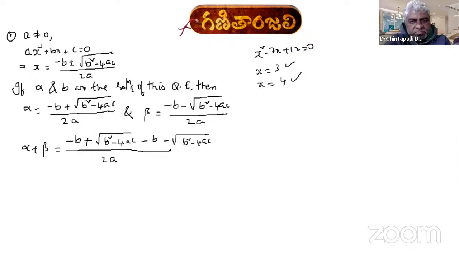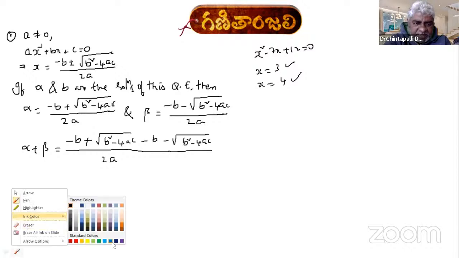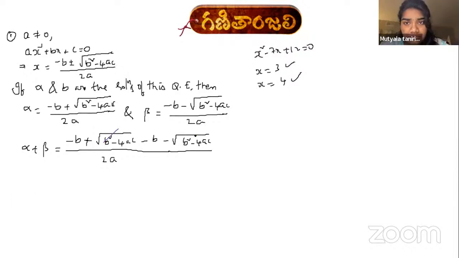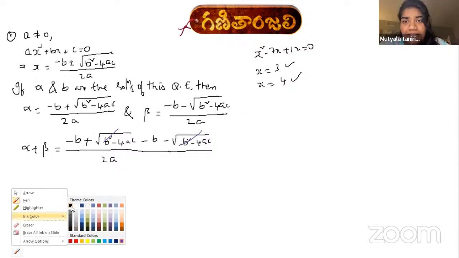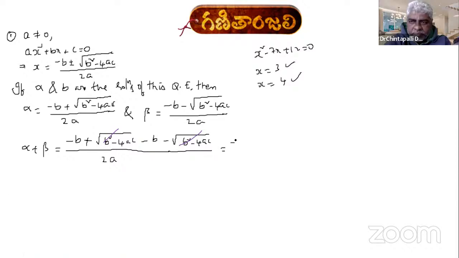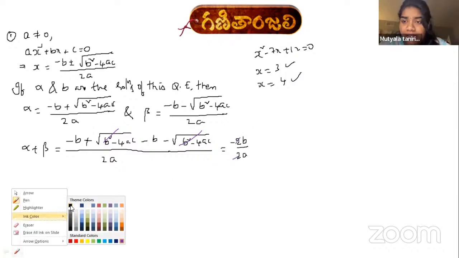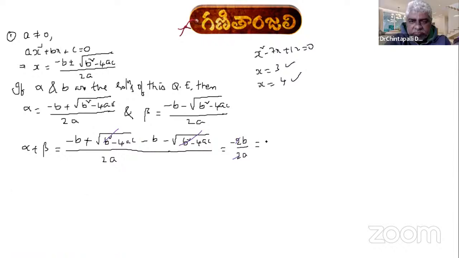What happens now? Plus root of b square minus 4ac and minus root of b square minus 4ac get cancelled. Then we are left with negative b, negative b, which is negative 2b, by 2a. The 2 gets cancelled, and finally we are left with the answer, negative b over a. That is the formula to find the sum of the roots.